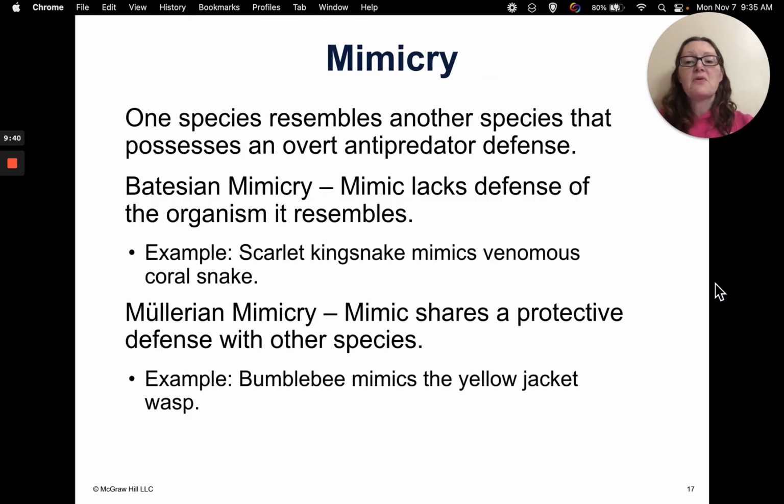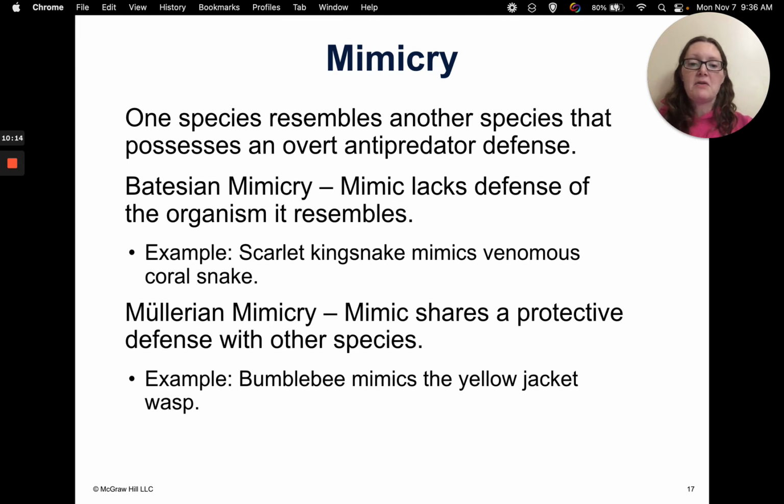Mimicry is really important. Batesian mimicry is when the mimic lacks the defenses of the organism it resembles. So a scarlet king snake mimics the venomous coral snake. A milk snake also mimics a coral snake. The coral snake is venomous, but the milk snake and the king snake are not. And so they mimic the venomous snake so that they get the benefit of the venomous snake.